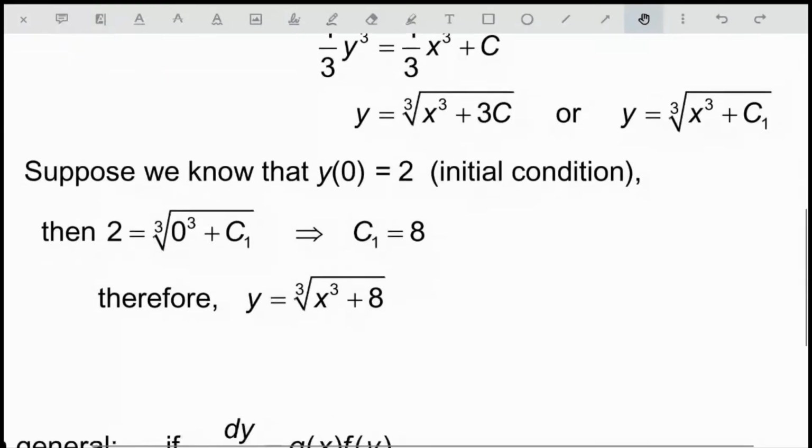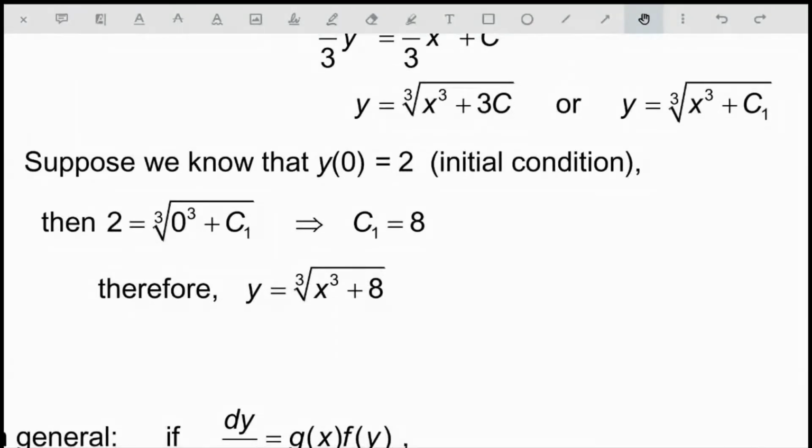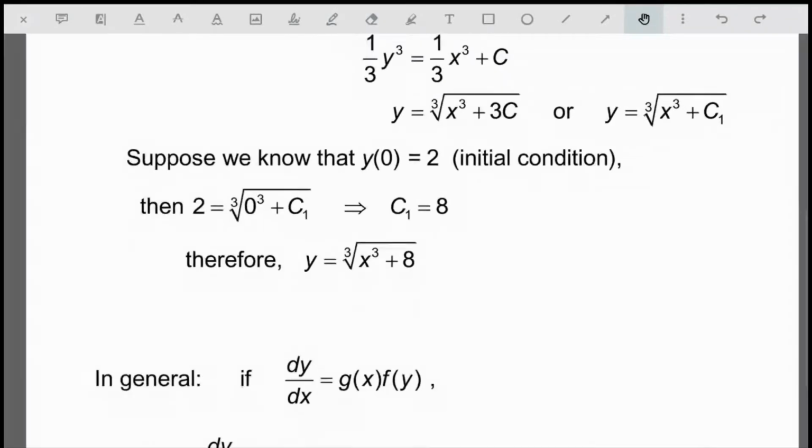So if we know a point that our function has to go through, or our solution curve has to go through, that allows us to solve for the c. And you can see I did that here. I plugged into my equation x is 0 and y is 2. That gave me a c value of 8. And now I've got what we call the particular solution. So we have a general solution and we have a particular solution. The general solution is all of the possible curves with the given differential equation. The particular solution is the one curve that goes through the point that we're looking for.